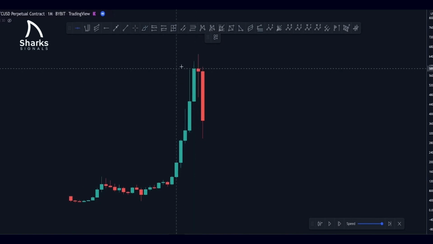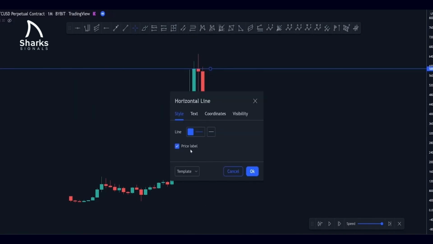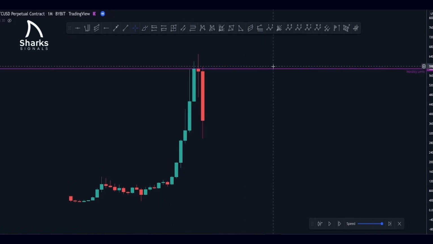By activating the magnet tool, when you place the line, it will stick exactly on those levels. You can then right-click, go to Settings, and set up templates to adjust the color and even add text to your horizontal line. For example, in this case, the monthly level template. Now your horizontal line will look like this.